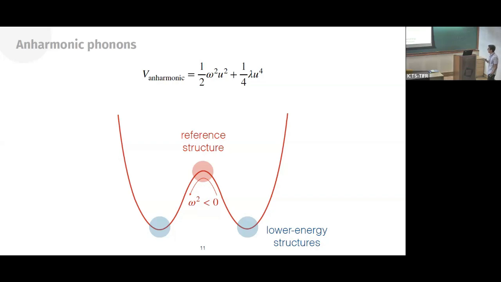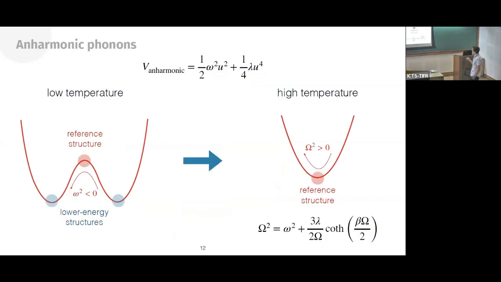So I have this typical double well potential. And essentially, if you do a phonon calculation for this reference structure, you will find some negative eigenvalues or imaginary frequencies, and the associated eigenvectors will take you all the way down to these nearby lower energy configurations. Something that's very common, and very well understood, is that this potential energy surface corresponds to the zero temperature limit, if you want.